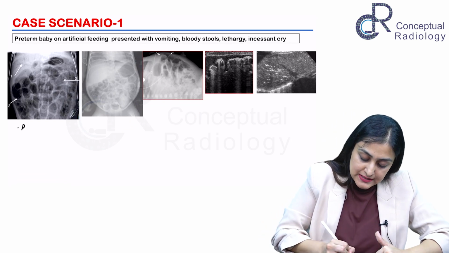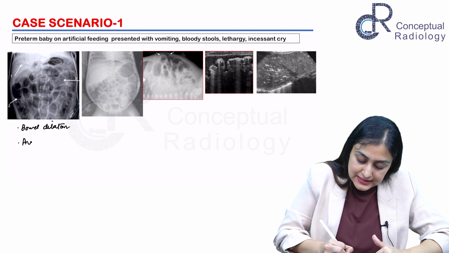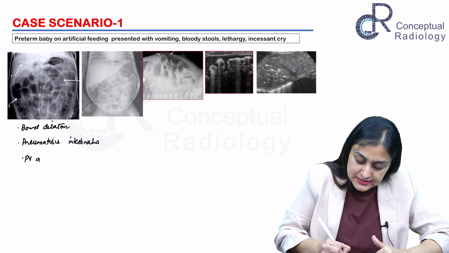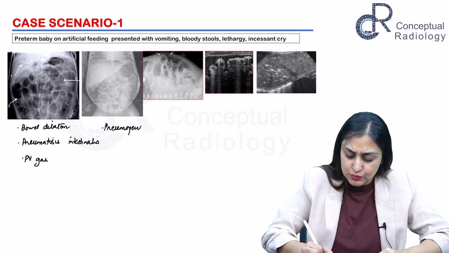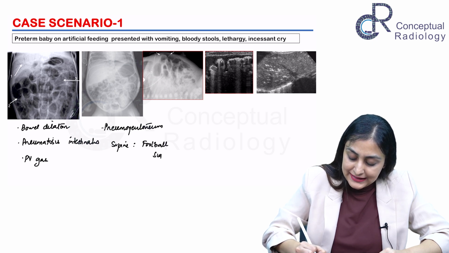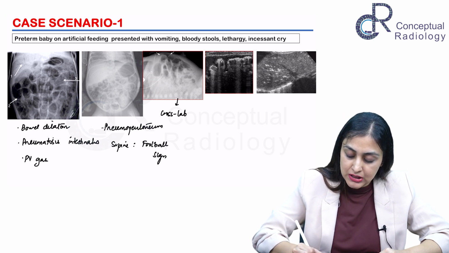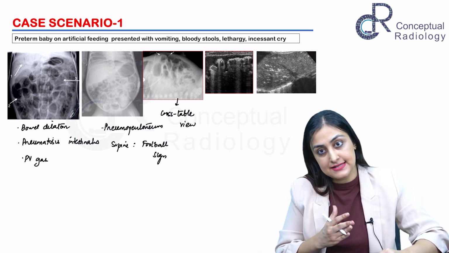What you're going to see is bowel dilatation in early cases. After that, you're going to see air in the wall, which is called pneumatosis intestinalis, and you're going to see portal venous gas. In later stages, we're going to see perforation as pneumoperitoneum. On supine X-rays, what we are going to get is a football sign. And what is better for picking up pneumoperitoneum is a cross-table view. These are all the points that we need to keep in mind as far as X-rays are concerned.